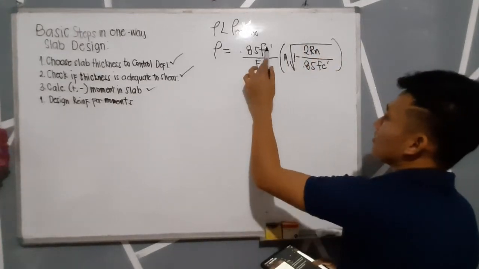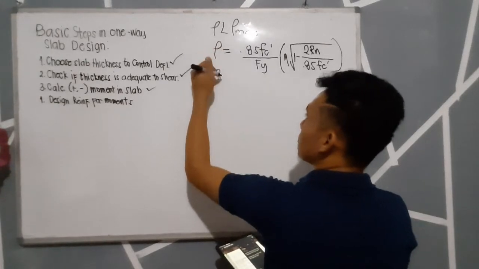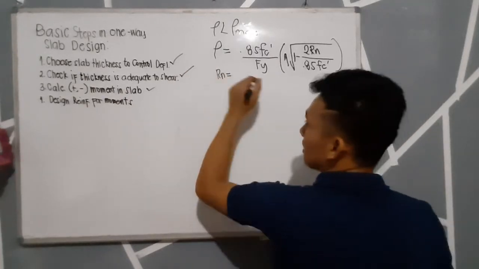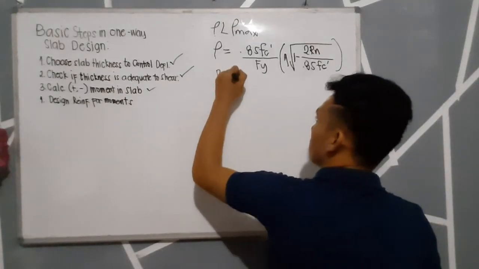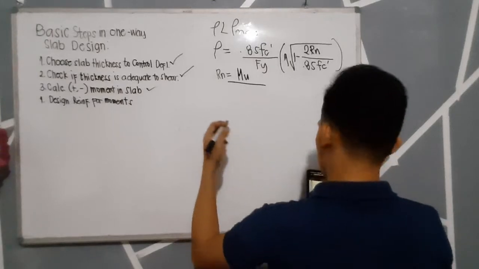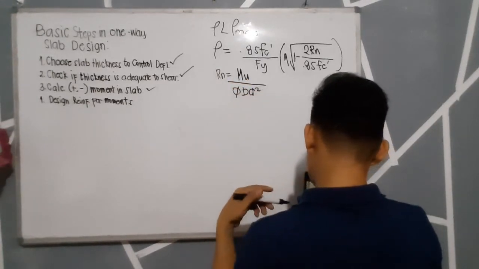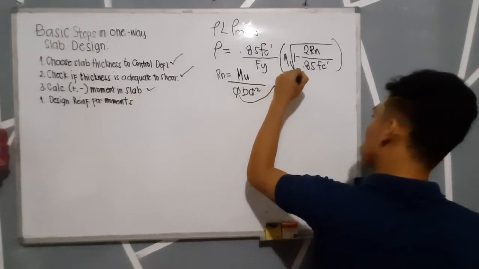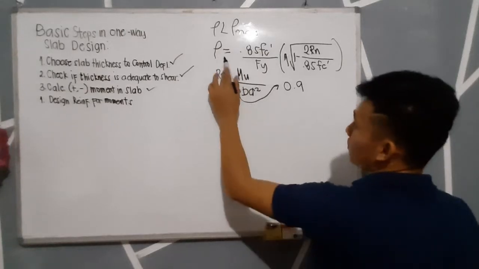Everything here is given, like f'c. The only one not given is Rn. So to solve for rho, we need to solve first for Rn. Rn is computed from the calculated value of our slab moment, either positive or negative; we solve both. Mu is equal to phi times Rn times b d squared, where phi is 0.9. Once we get Rn, we can calculate the actual steel ratio rho.